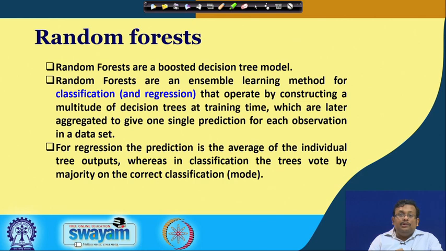And what is the output value? For regression, the prediction is the average of individual tree output. So, we are getting the individual tree outputs, and once we take the average of these individual tree outputs, that will be the overall output of this random forest. And in the case of classification, we take the majority of the votes from these individual trees. So, that is how a random forest basically operates. Random forest is a more advanced method, and it is widely used in digital soil mapping.